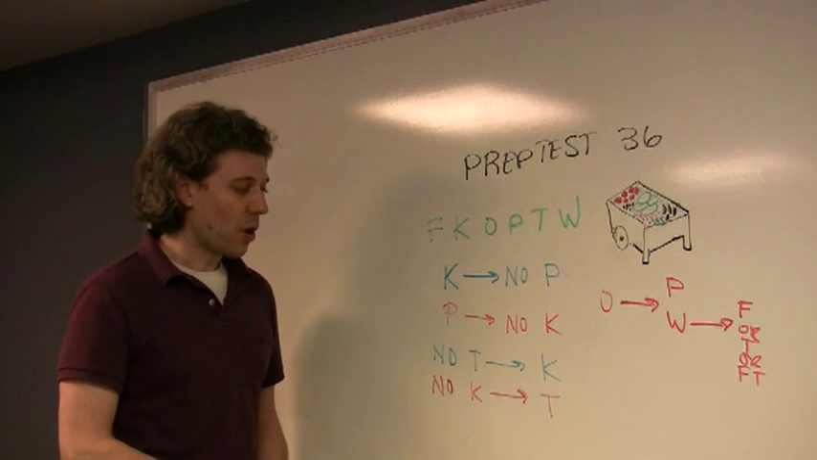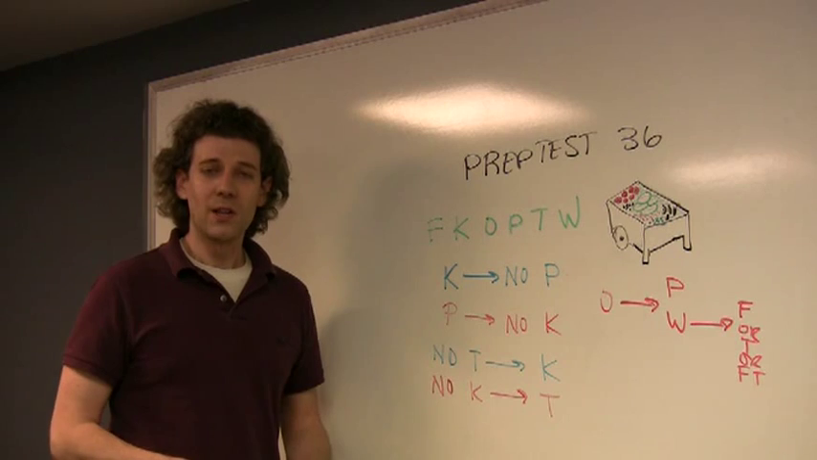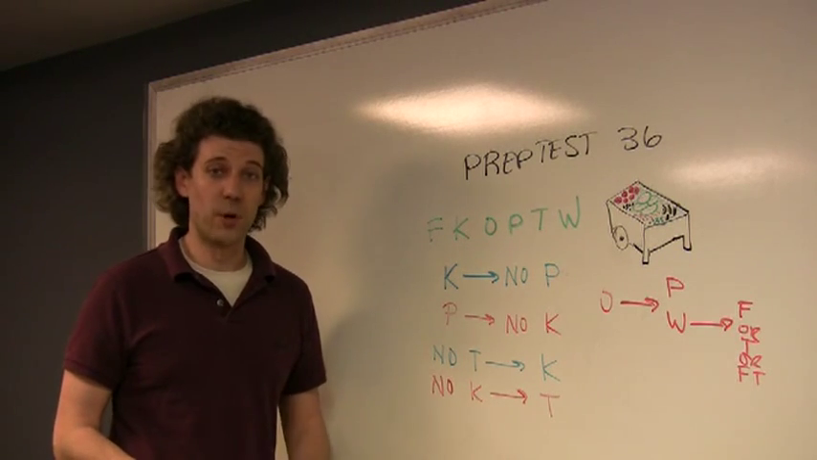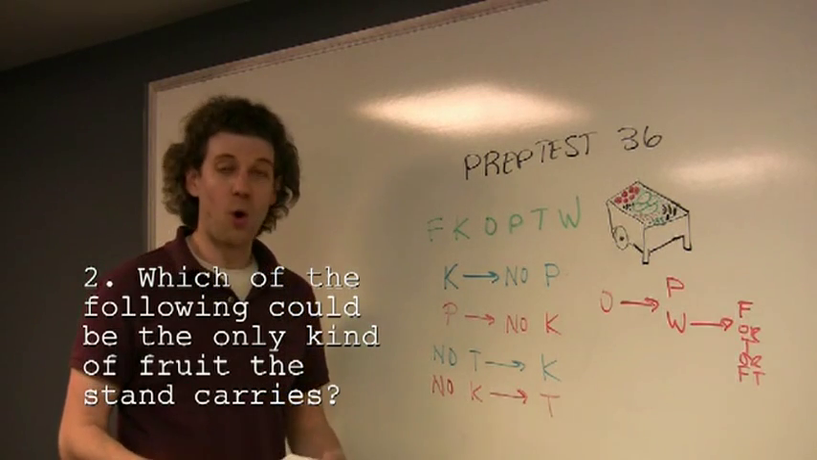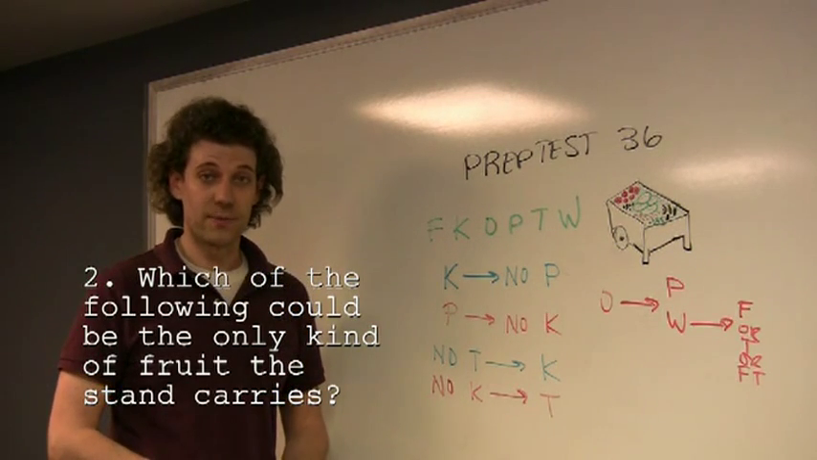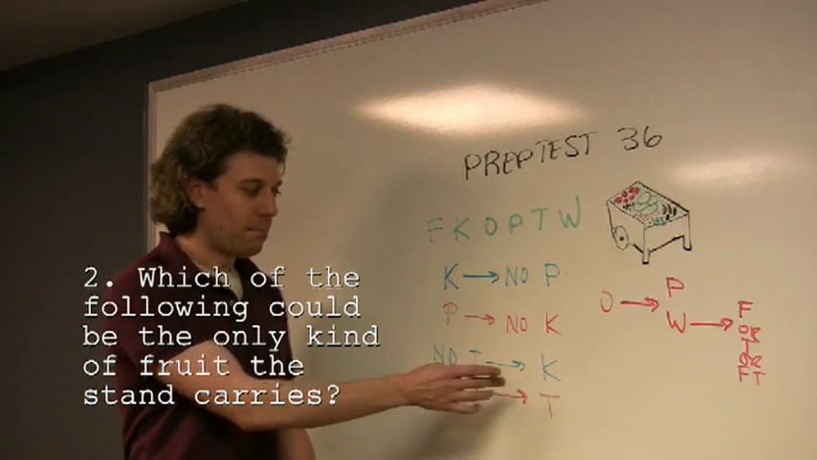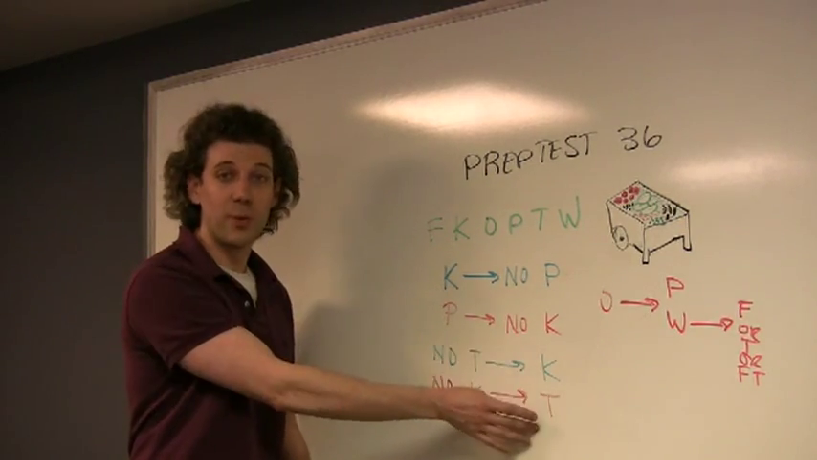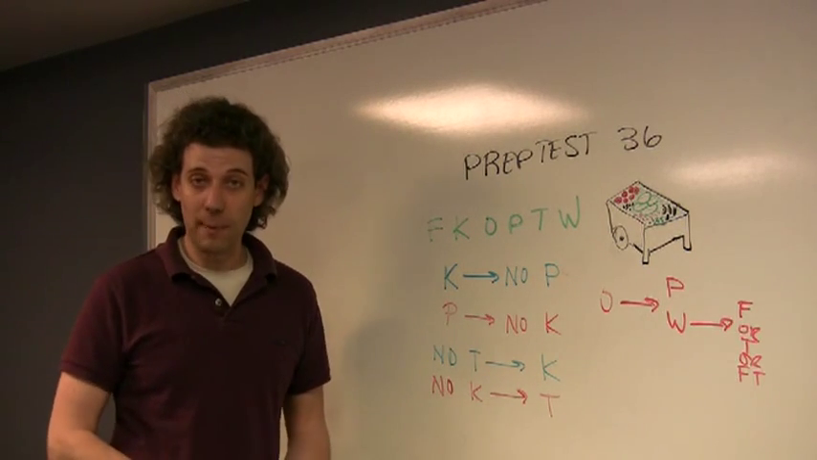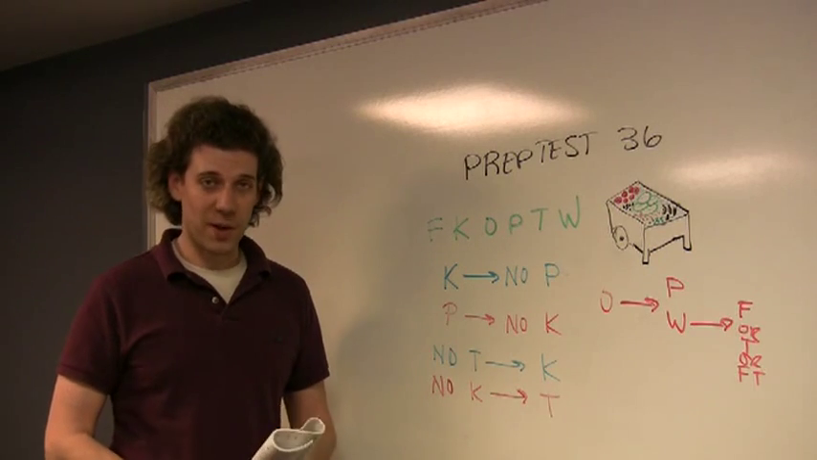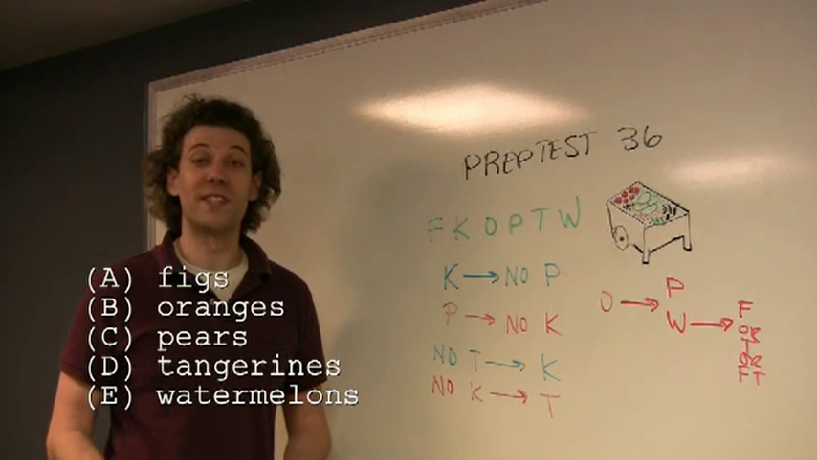All right, so the cool thing here, and we're doing things a little out of order to save time, let's look at question number 2 if you have your booklet. If not, we'll have it up on the screen for you. Which one of the following could be the only kind of fruit the stand carries? Well, because of this rule, it must be either kiwis or tangerines, because the absence of both of them would cause a problem. So if we look at our answer choices, we notice that we have tangerines as answer choice D.